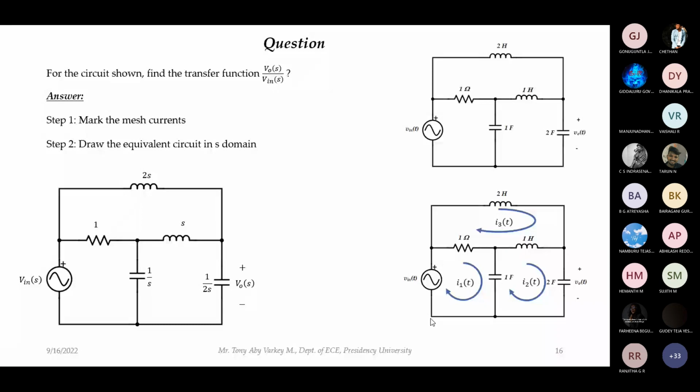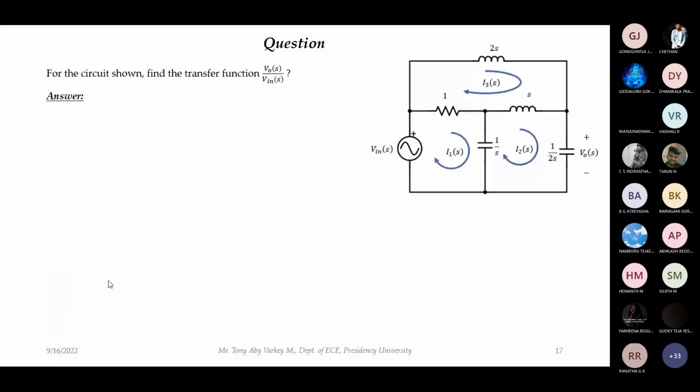Yes, sir. You can see here I have marked. Now I1 of t will become I1 of S, I2 of t will become I2 of S, and I3 of t will become I3 of S. Done? Any doubt? Okay. Now let us write the mesh equation. Can someone tell me what is the first mesh equation?